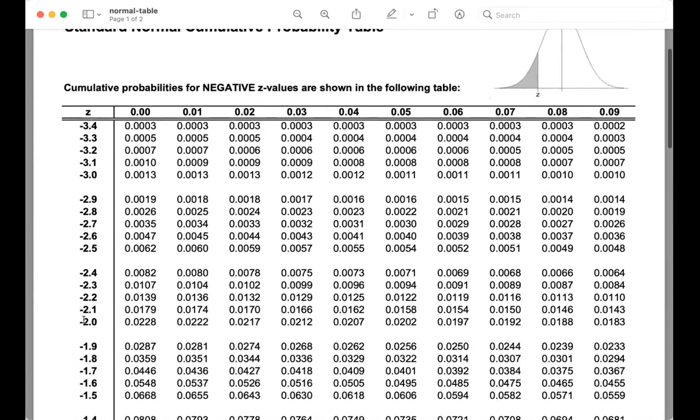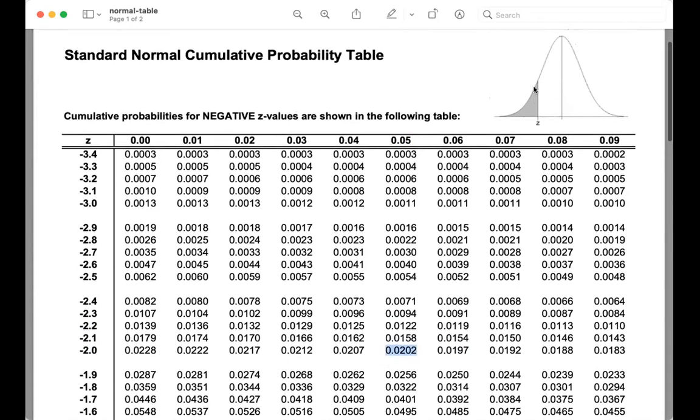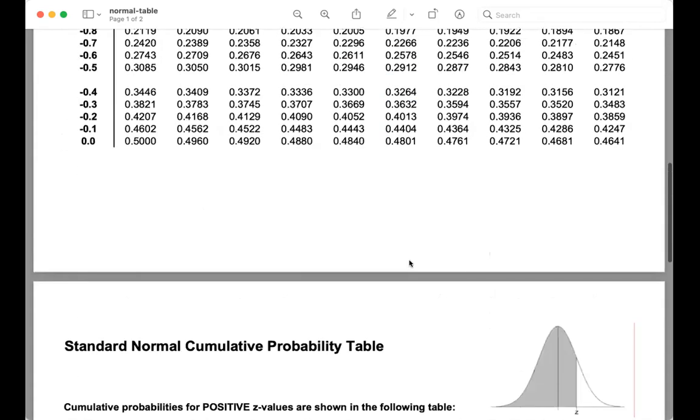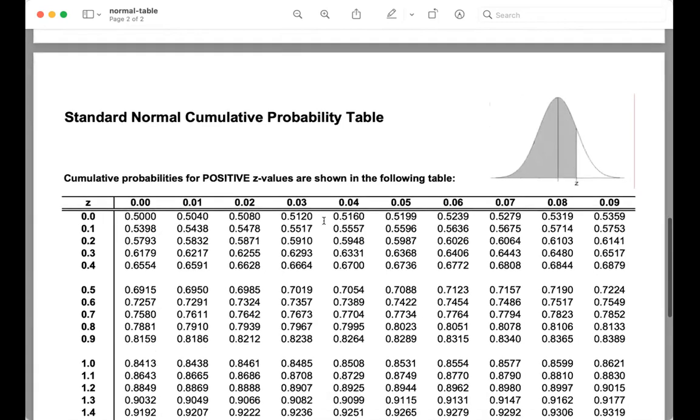Let's take negative 2.05. It would be this value, and it would be on this side. Now there are positive values too.